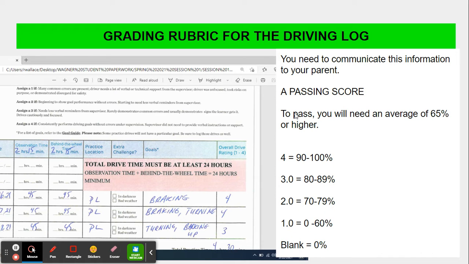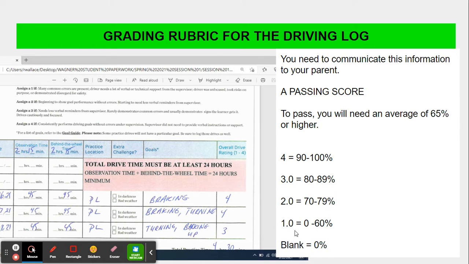I guess before we start, we just want to review the grading rubric for your driver log, the parent-teen driver log. And you can see here's the score settings for us, okay? So to pass, you will need to get a 65% or higher. And we broke down the scores like this, okay? So basically, you are passing if you get a 2, a 3, or a 4. Under 2, you're not passing. That's basically a 1 is going to be worth 60%, and blank is a 0.